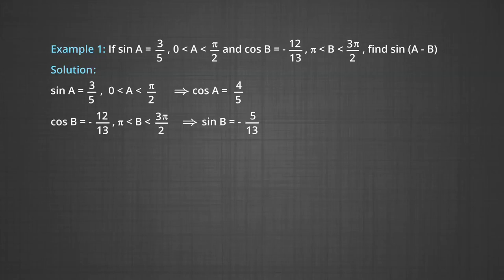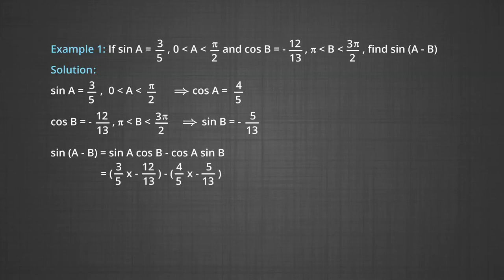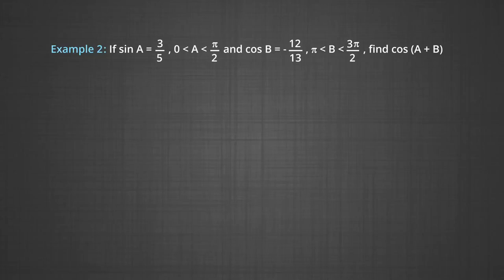Cos B is minus 12 by 13. B lies between pi to 3 pi by 2, that is in the third quadrant. Therefore, sin B will be minus 5 by 13. Putting these values in the formula for sin of A minus B, which is equal to sin A cos B minus cos A sin B, we get sin A, which is 3 by 5, into cos B, which is minus 12 by 13, minus 4 by 5, which is the value of cos A, into minus 5 by 13, the value of sin B. On simplification, the value of sin A minus B comes out to be minus 16 by 65.